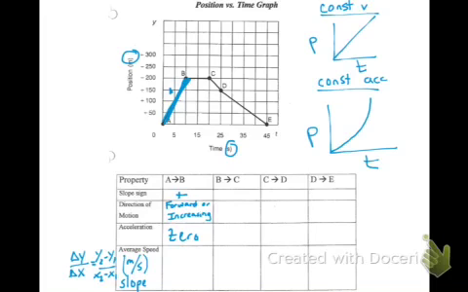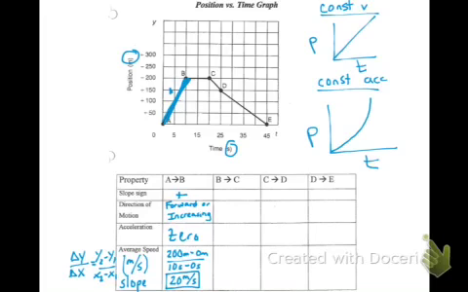Okay. So let's do our calculation for our speed here. So we've got 200 meters minus 0 meters over 10 seconds minus 0 seconds. So 200 over 10 is actually going to give us our answer of 20 meters per second. Okay. So far, so good.